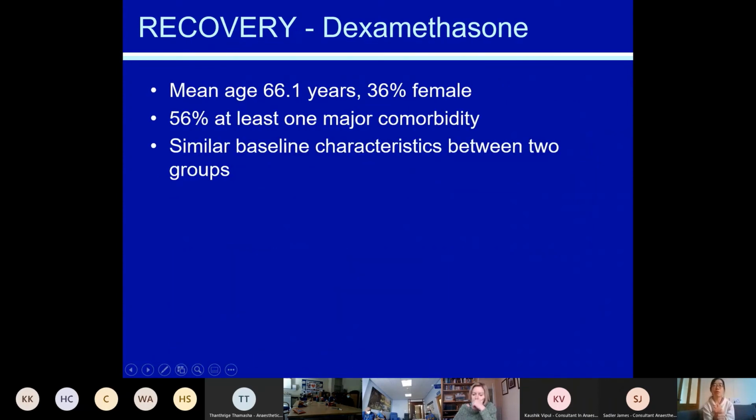These are a boiled down version of the patient demographics. So at that point in time, the mean age of patients that were admitted was 66. Most of them were men. Over half of them had a major comorbidity, and looking at the two groups that are randomized, they were pretty similar.